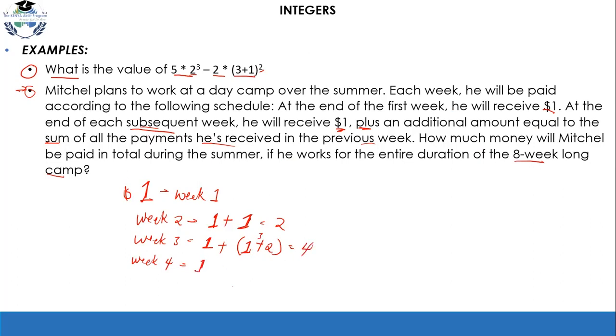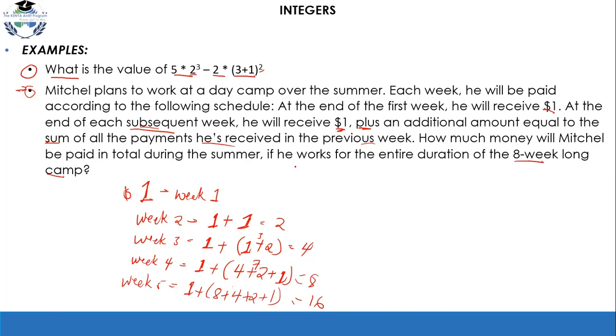Then week 4 is going to receive 1 plus all the previous weeks. So you have to check out the previous weeks. Week 3 he received 4, week 2 he received 2, and week 1 he received 1. So this is 4 plus 2, 6 plus 1, 7. You notice I'm always doing whatever is in the brackets first, and then plus 1 is equal to 8. So week 5, 1 plus 8 plus 4 plus 2 plus 1. It's going to give you 8, 12, 13, 14, 15. So 15 plus 1, 16. So if you're a smart student, you'll be able to notice immediately we are doing the powers of 2.